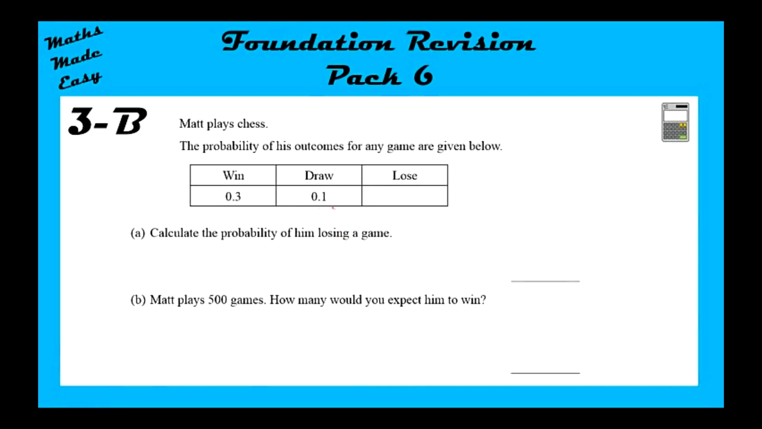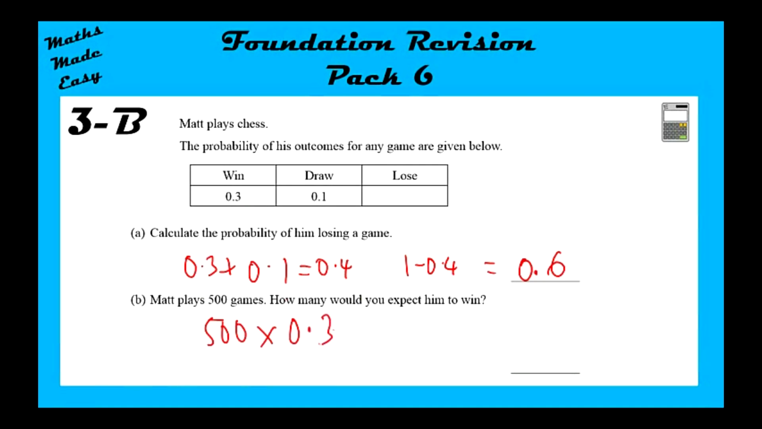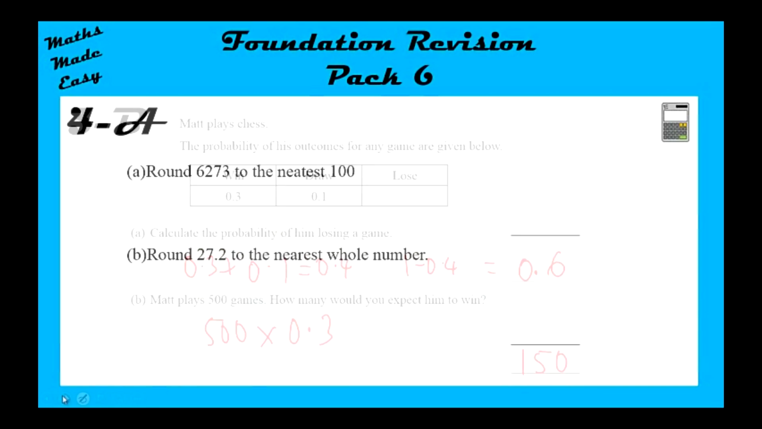Here's question 3B for some practice. So we've got 0.3 and 0.1, that's the probability of winning or drawing. That's 0.4, so 1 take away 0.4 must be the rest. So losing has a probability of 0.6. Matt's going to play 500 games. How many do you expect him to win? So he plays 500, times that by 0.3. Probability of winning, you get 150 games.